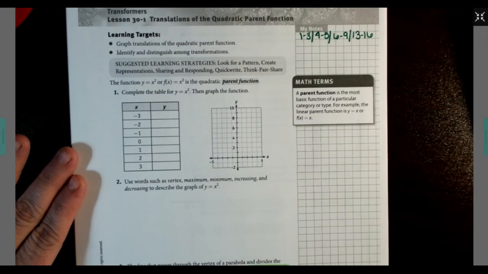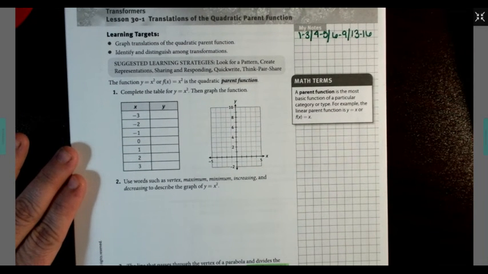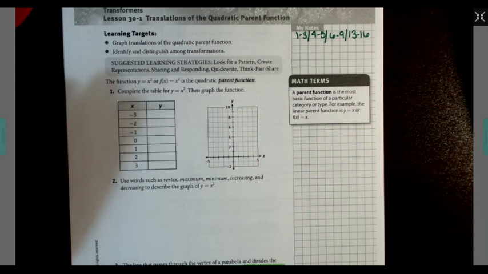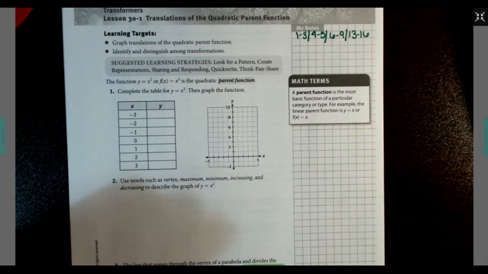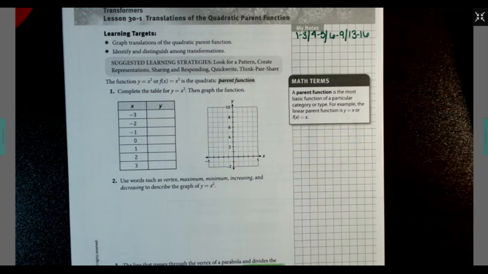The function y equals x squared, or f of x equals x squared, is called the quadratic parent function. A parent function is the most basic function of a particular category or type. For example, the linear parent function is y equals x, or f of x equals x.